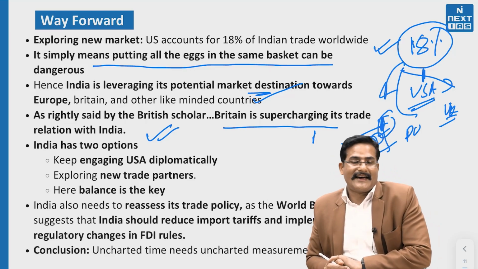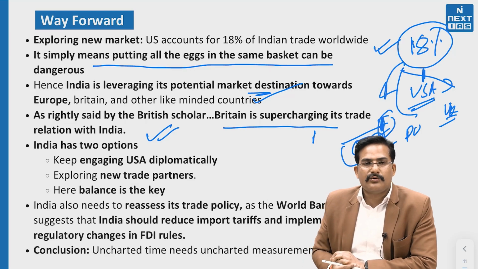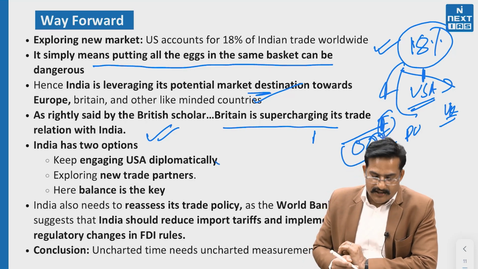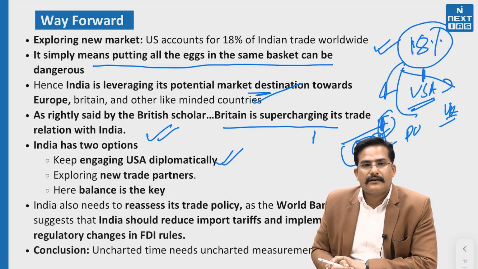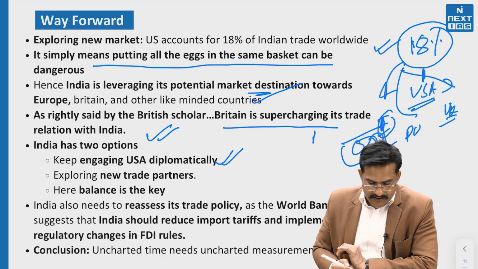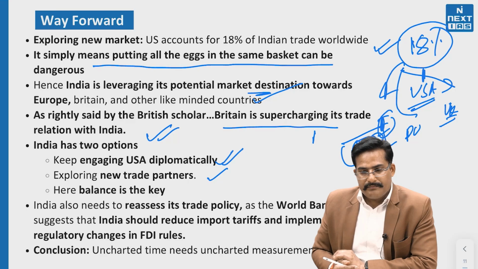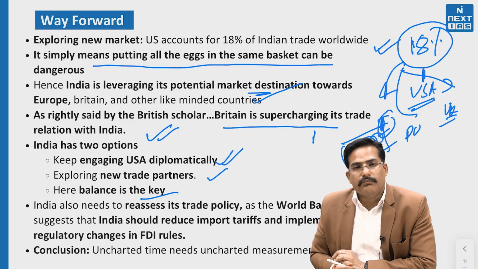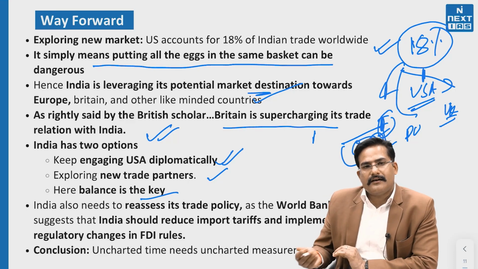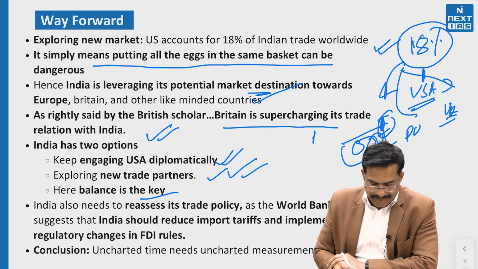And India has two options before us. First, India obviously will have to deal with the USA diplomatically, because it's one of the superpowers. We can't afford to lose the USA. So negotiation should go on, but India should explore new trade partners as well, right? And the better option is Buddha's middle path. We should balance both, handling the USA by diplomacy and exploring new partners in business avenues, right?